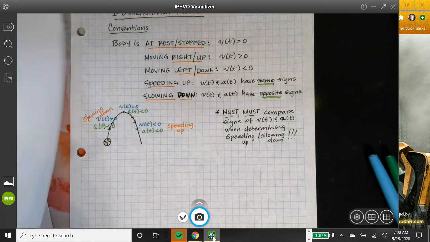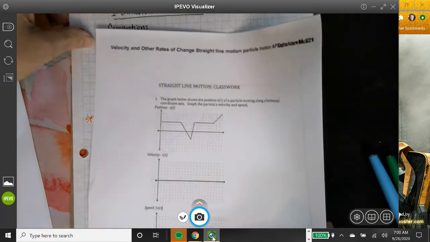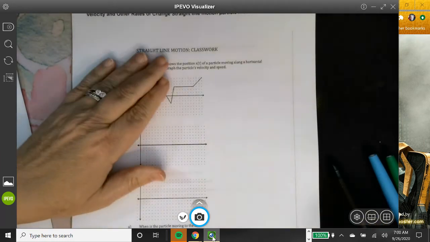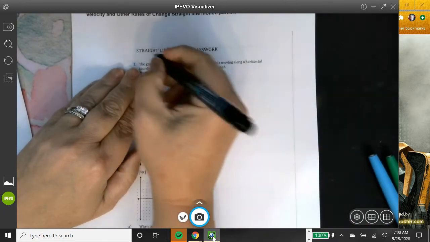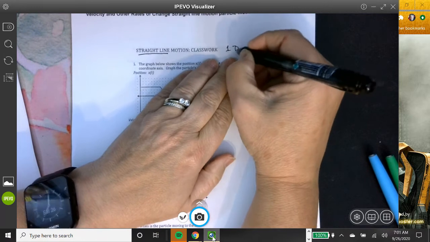All righty. Now we're going to move on to the packet. So you pull your packet out. Here's mine. And we're going to do several examples here on the calculus of motion. And what this packet says is straight line motion. And this straight line motion means we're in one dimension. So one-dimensional motion.